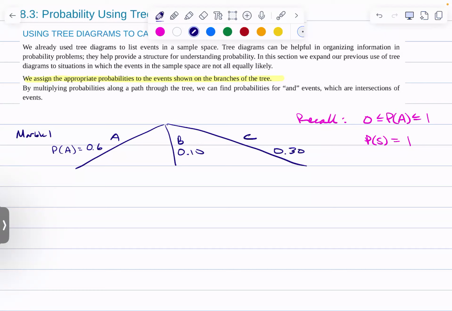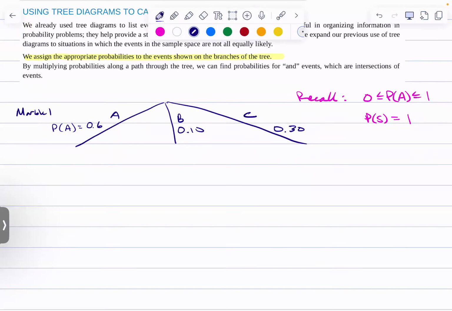So there's a higher probability of drawing A, and the lowest probability is drawing B. Right? That you could visualize that. If you have 100 marbles to draw from, right? You would have 60 that are labeled A, you'd have 10 that are labeled B, and you'd have 30 that are labeled C. Right? That's the easiest way to think about it.